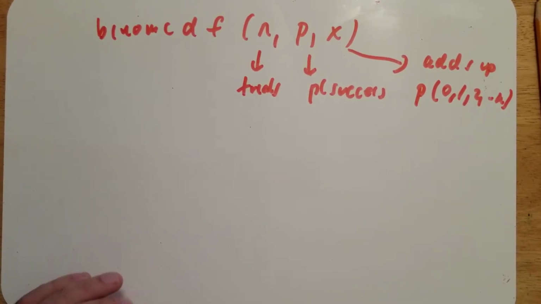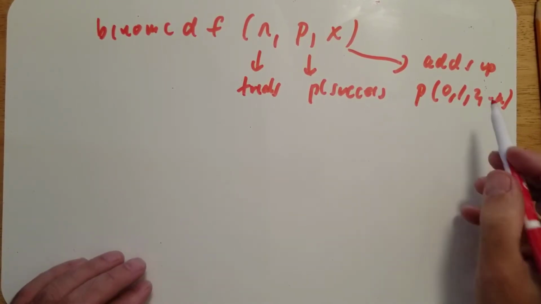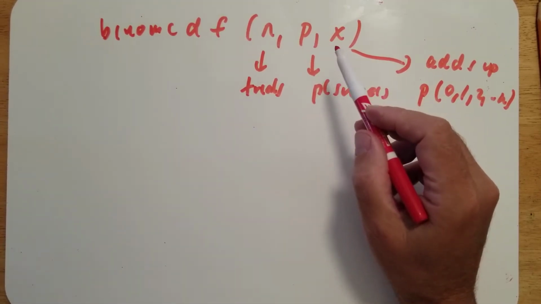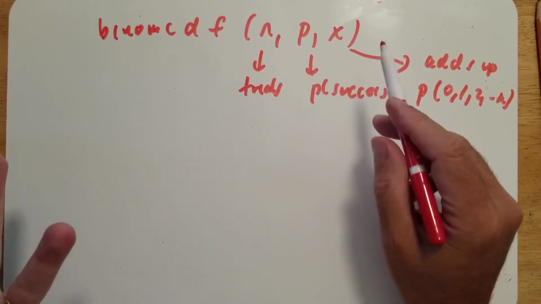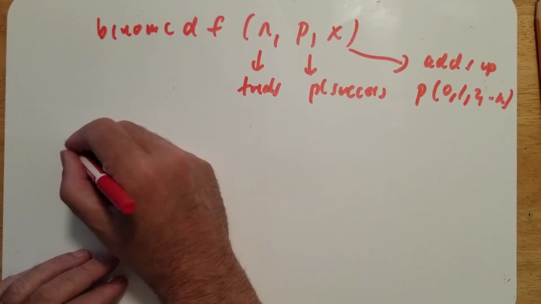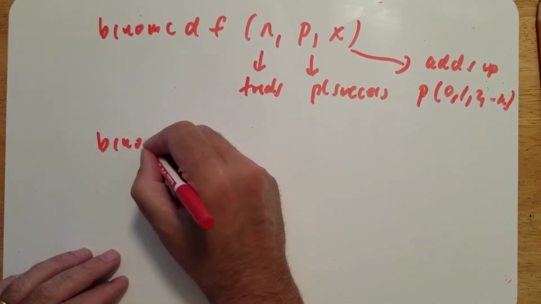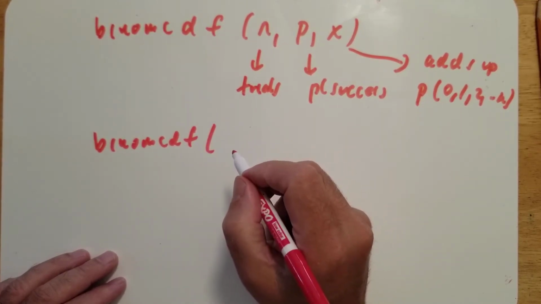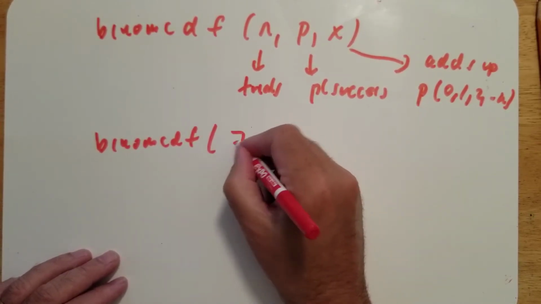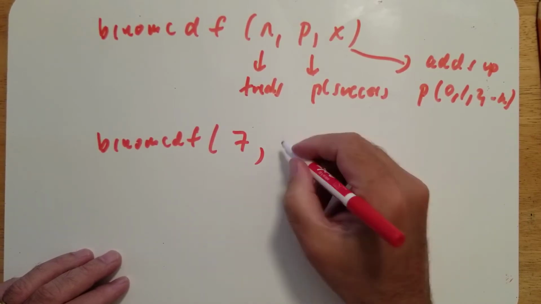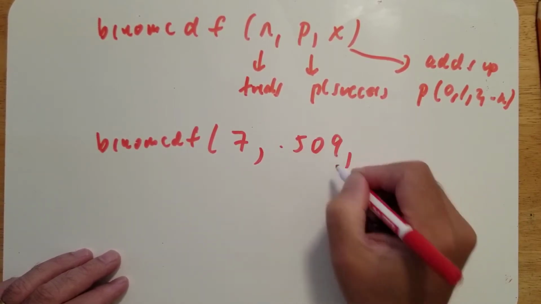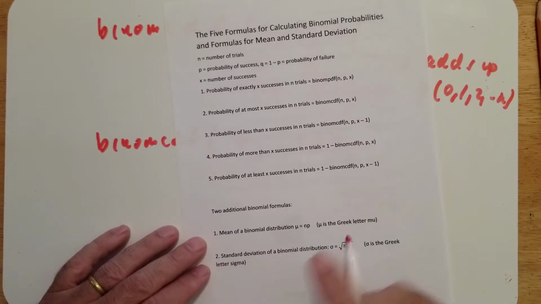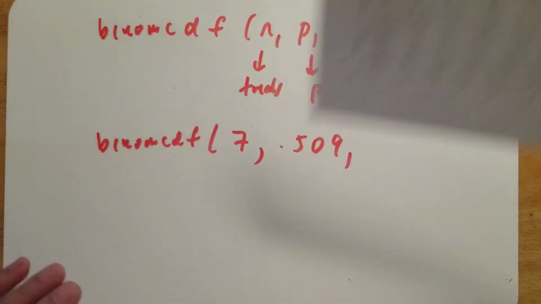So when we ask for that Wilt makes at most 3 of 7, when we put a 3 there, it's going to add up the probability of 0 plus the probability of 1 plus the probability of 2 plus the probability of 3. In this example, we're going to use binom CDF. N was the number of trials. It was 7 free throws. The probability of success was 0.509, and we want to accumulate the probabilities up to 3. Notice it's NPX.